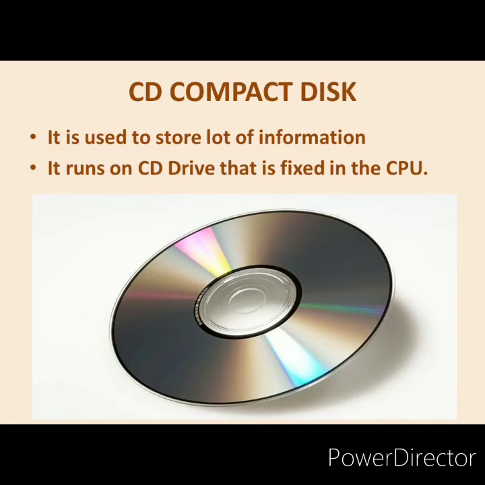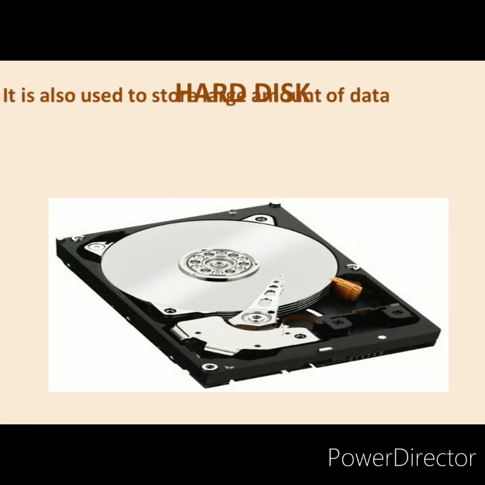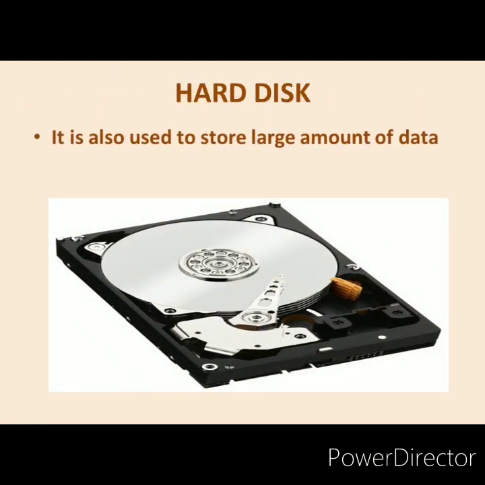Next, CD. CD means compact disc. It is round in shape, thin, okay, and it is used to store a lot of information. Okay, and it runs on CD drive that is fixed in CPU. Okay, and it is basically used for storage. Next, hard disk. It is hard disk and it is used to store large amount of data. Okay, and hard disk is like a box that is fixed inside the CPU.